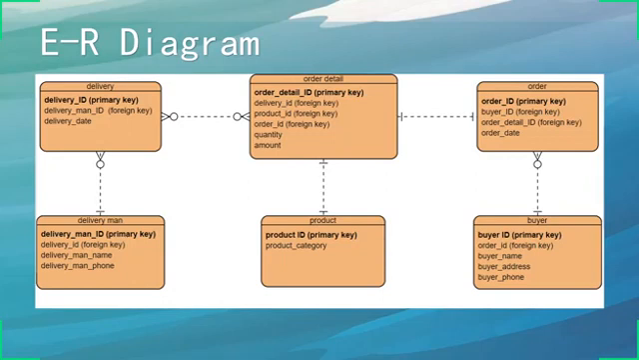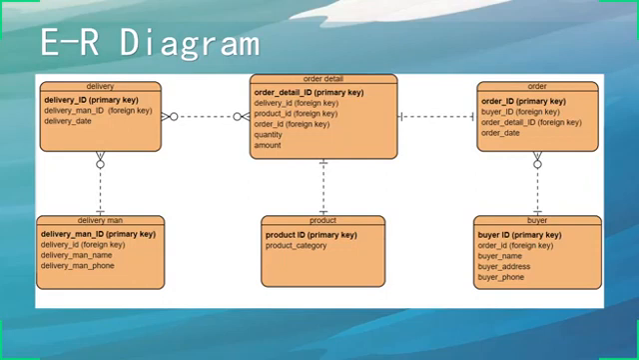The first table on the left is the delivery, which contains delivery ID, delivery man ID, and the delivery date. Delivery ID is the primary key and delivery man ID is the foreign key. Its foreign key is associated with the delivery man table, which is a many-to-one relationship, which means many deliveries can be accepted by one delivery man, and one delivery man can accept many deliveries.